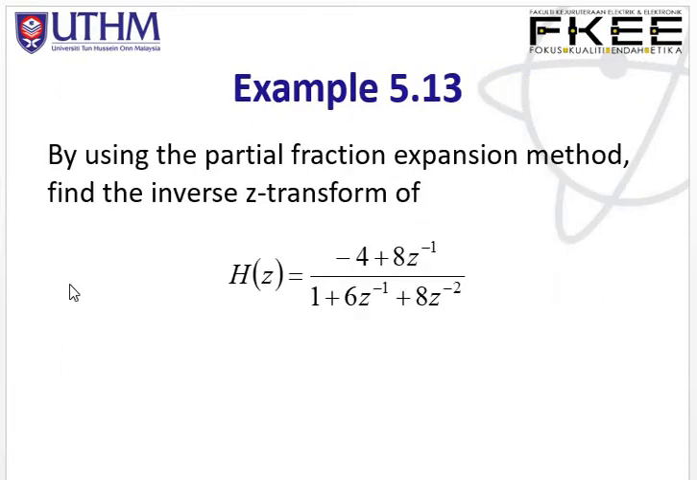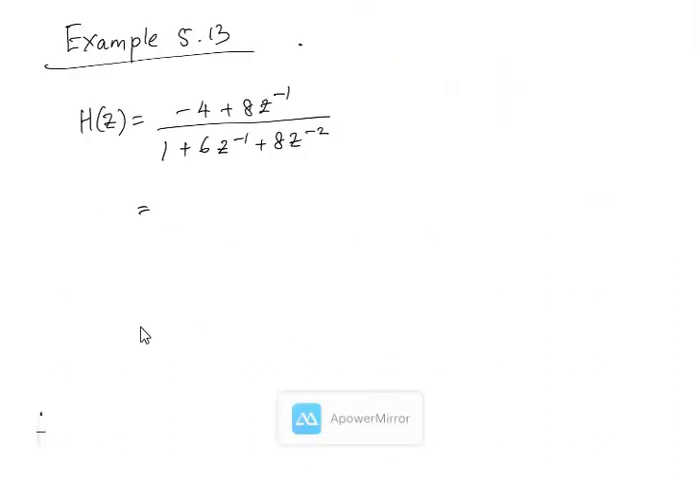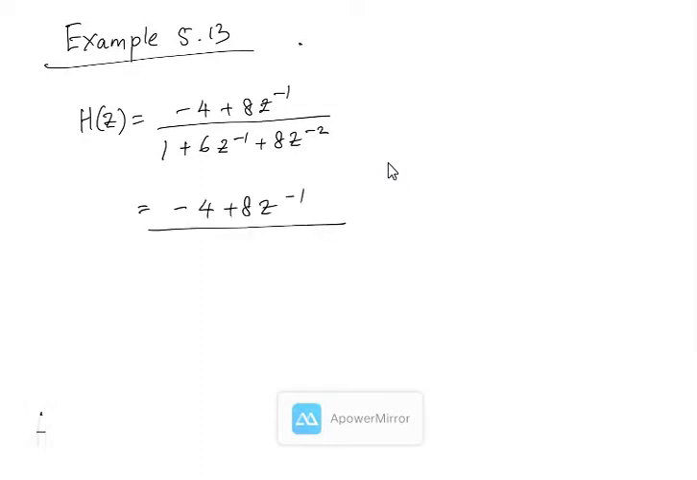Now let's look at the example. By using the partial fraction expansion method, find the inverse Z transform of this. Okay, so we need to factorize the denominator here. So I factorize like this. So 1 here, I can have a 1, 1. For the 8 here, so I can have 4 and 2 to become 8. 4 inverse and 2 inverse.